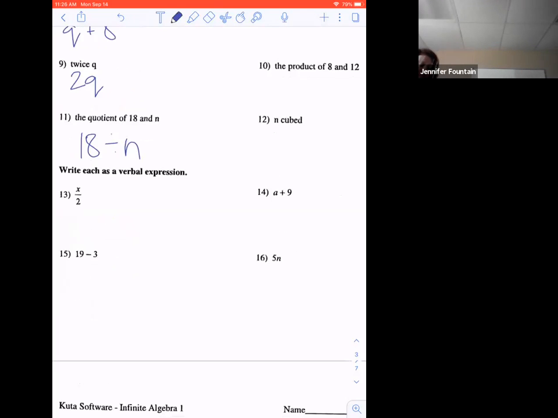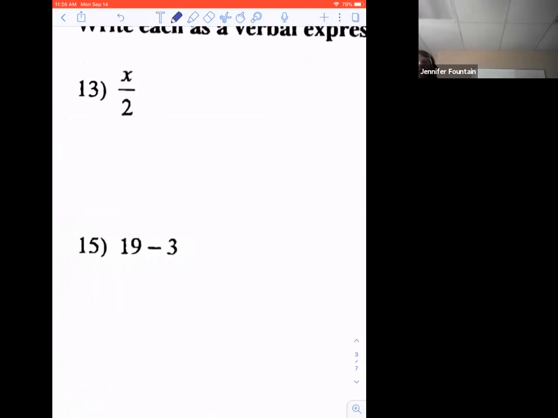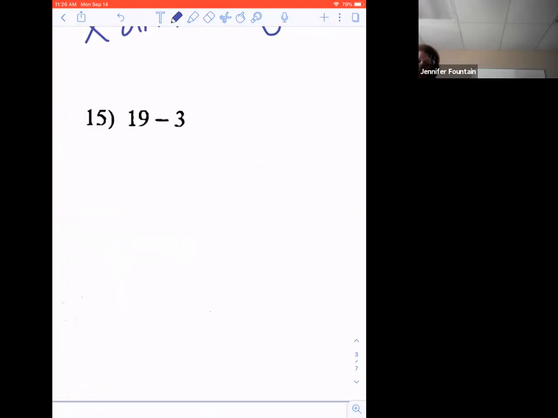Let's look at number 13. Now we're writing the verbal expression of the algebraic expression. So when I have a fraction, what operation do I tell you that that implies? Division. So how would I write this? X divided by 2. X divided by 2. How would I write number 15?